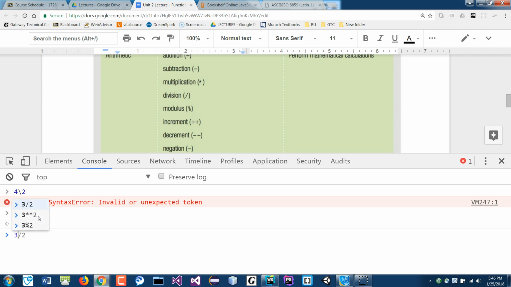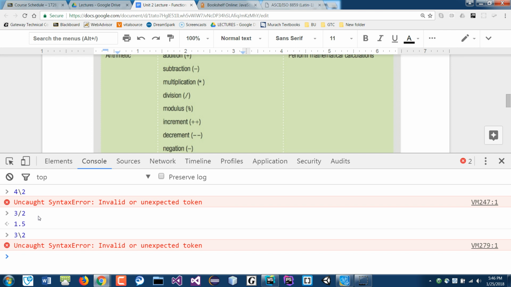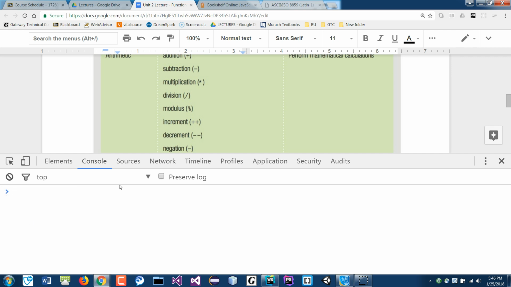In VB, if you put 3 divided by 2, you get 1. It's a whole number division, so it's different. But in JavaScript, there's only one, which is the /. So if you put 3 divided by 2, you get 1.5, and that's a decimal number.